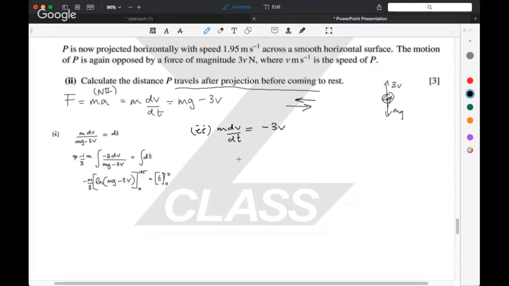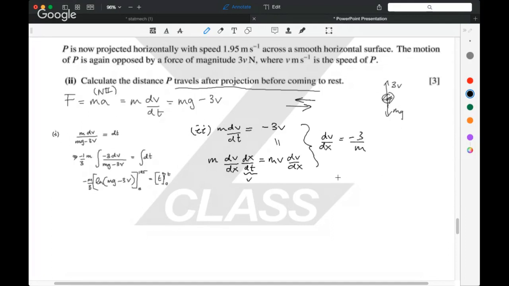Well, this doesn't look like much, it just looks like V's and T's. But we can use dx/dt, which is just V, right? So this is equal to mv dv/dx, and those things are equal. So that means that dv/dx is equal to minus 3 over m.